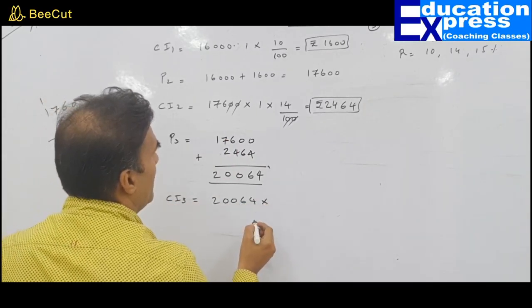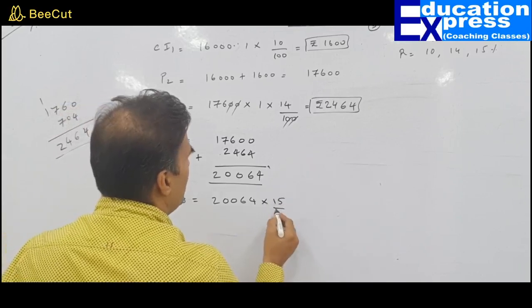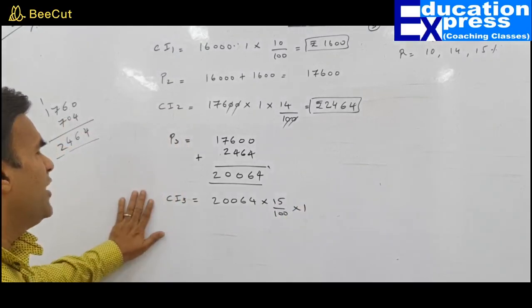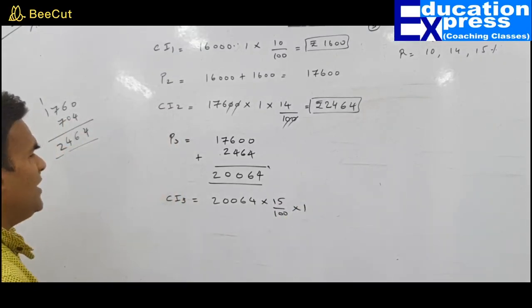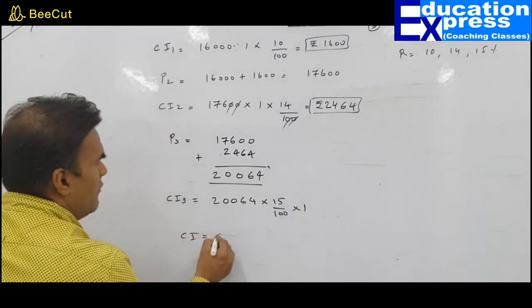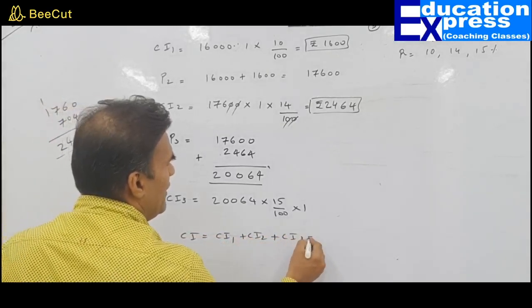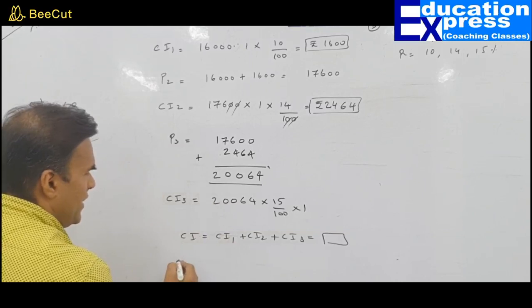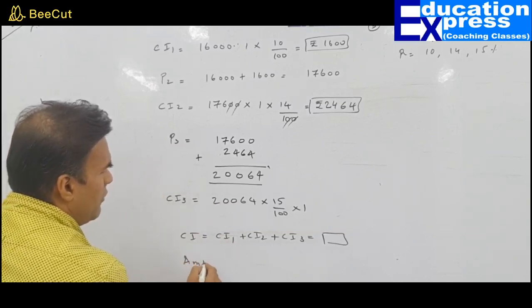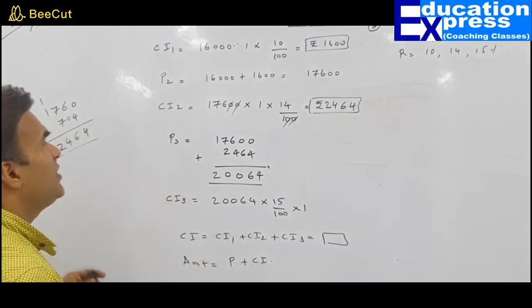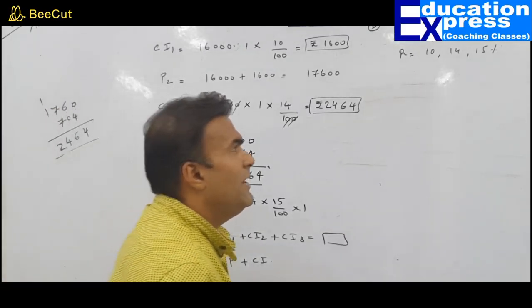20064 multiplied by the interest rate, 15%. I hope you can do this calculation and get your answer. Once you get CI3, compound interest would be CI1 plus CI2 plus CI3. That will give you compound interest, and your amount would be principal plus your compound interest. That's how your question number 3 would be done.